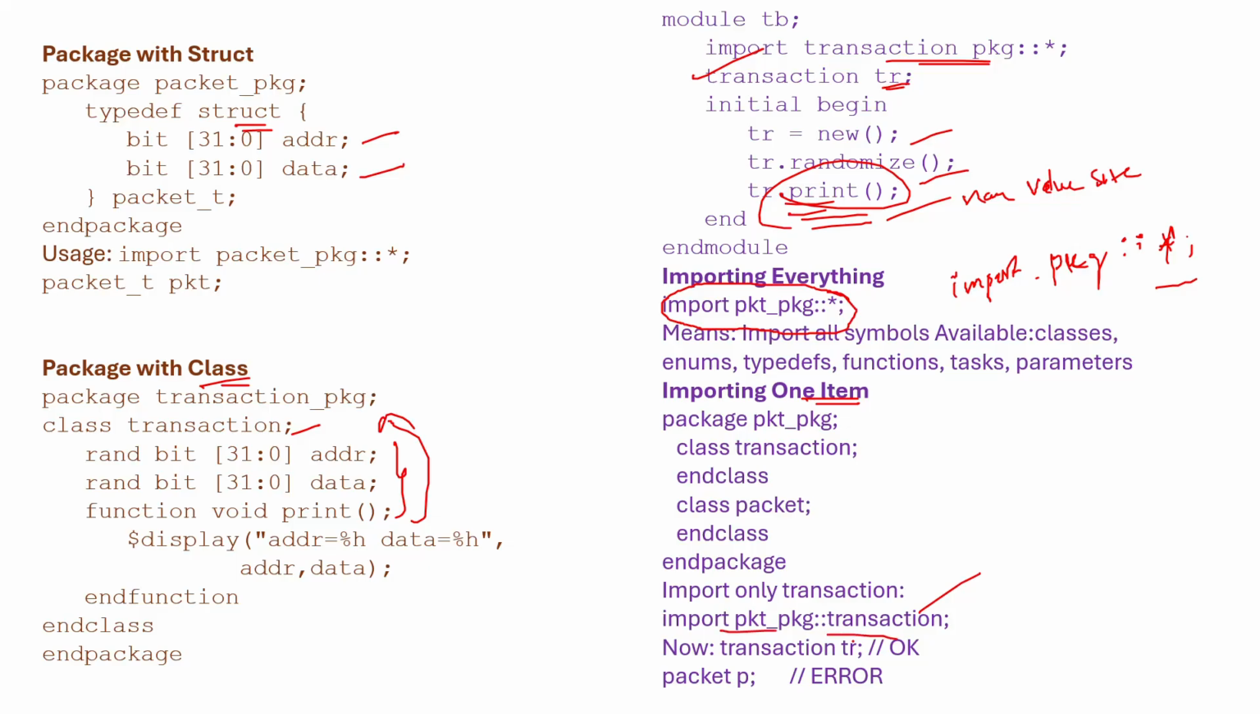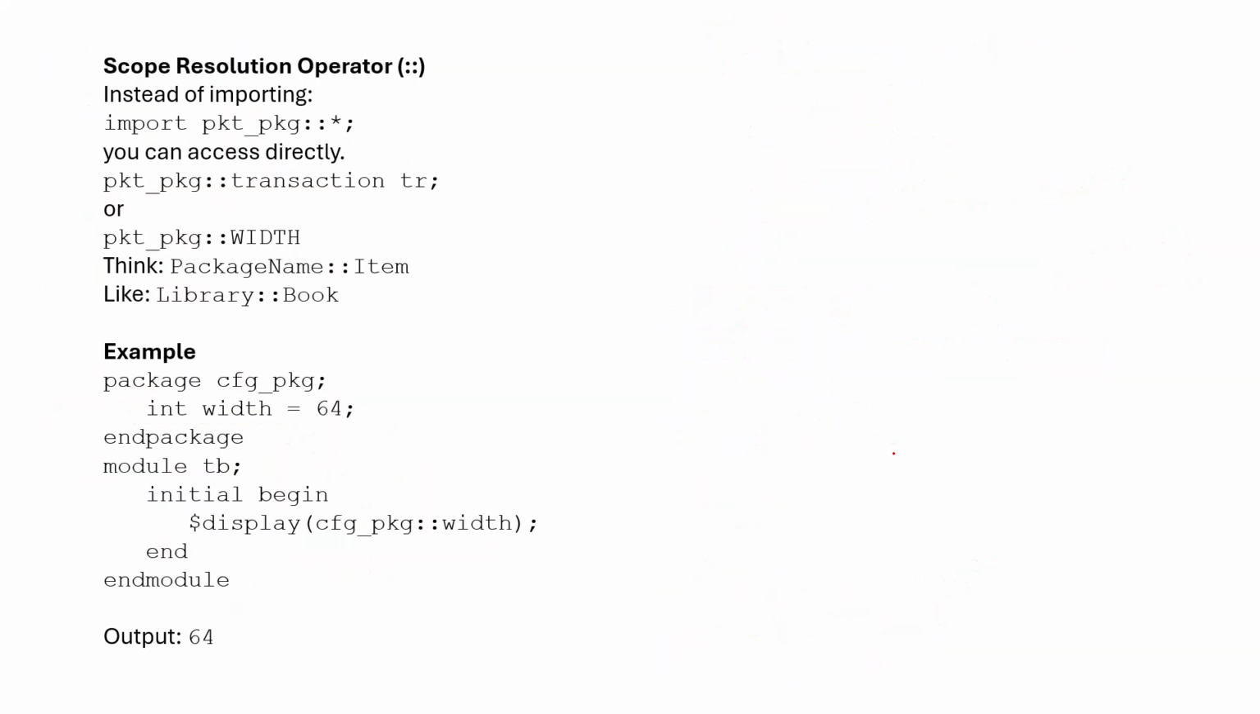So import package transaction, then we import only the transaction class. Whatever the transaction is there, that class only we are importing. Star means all the things are importing.